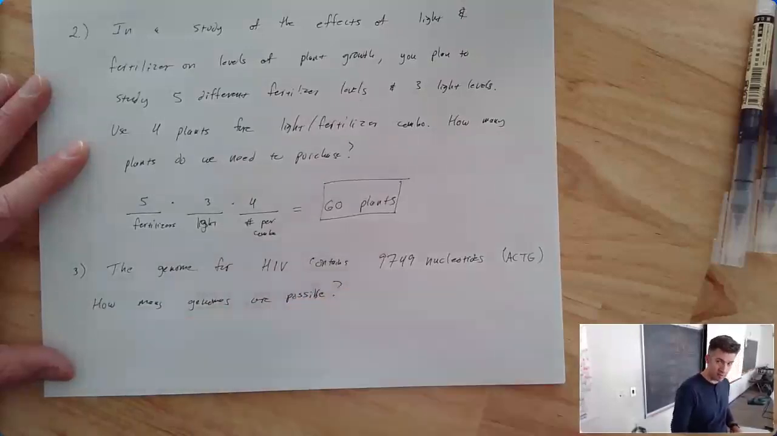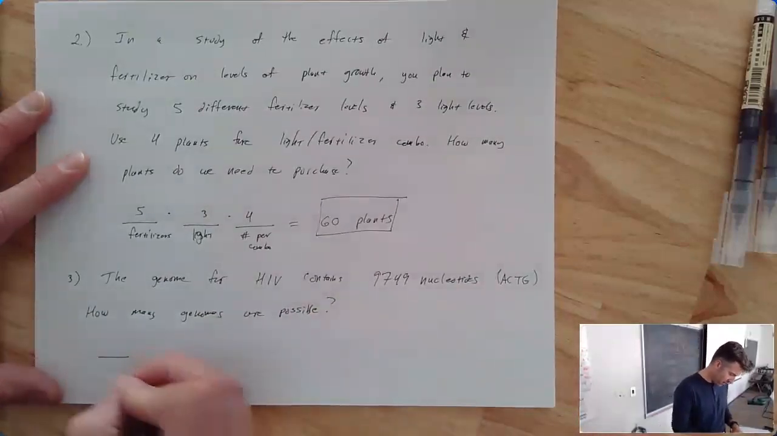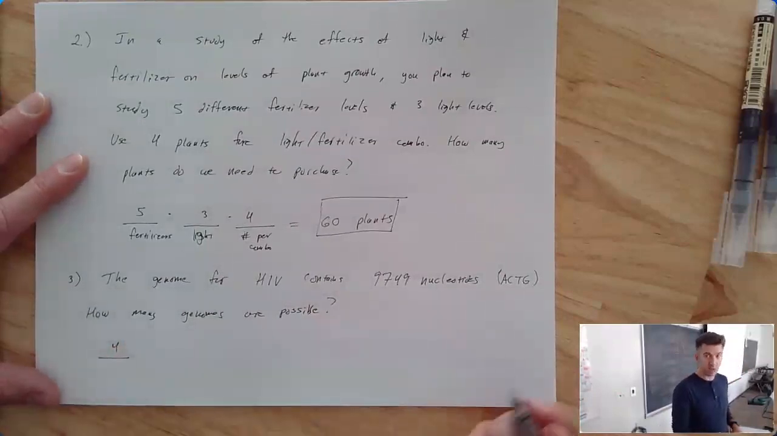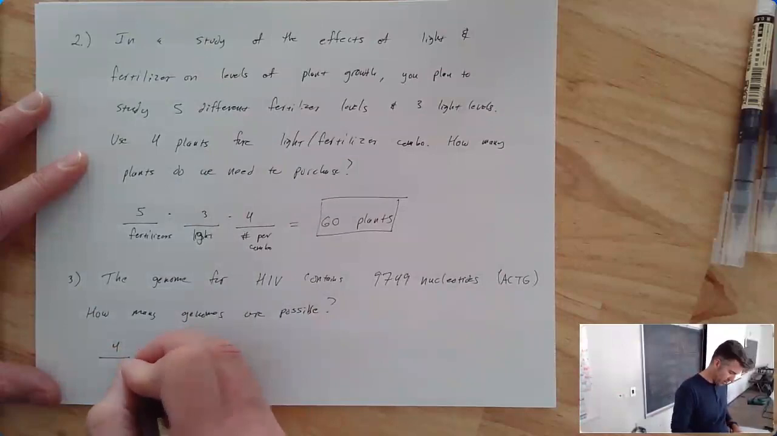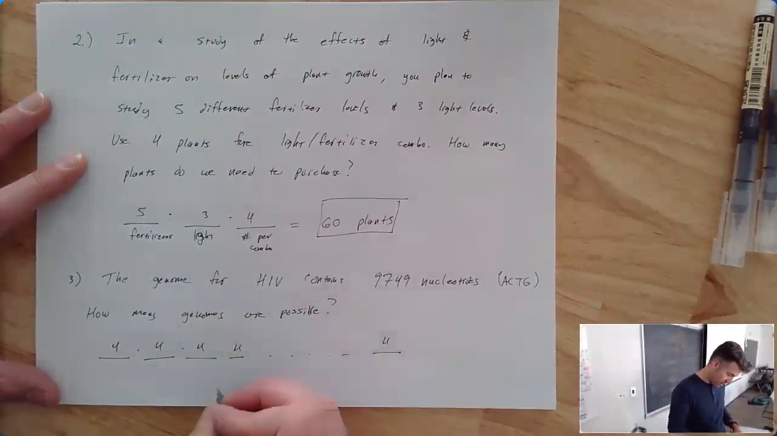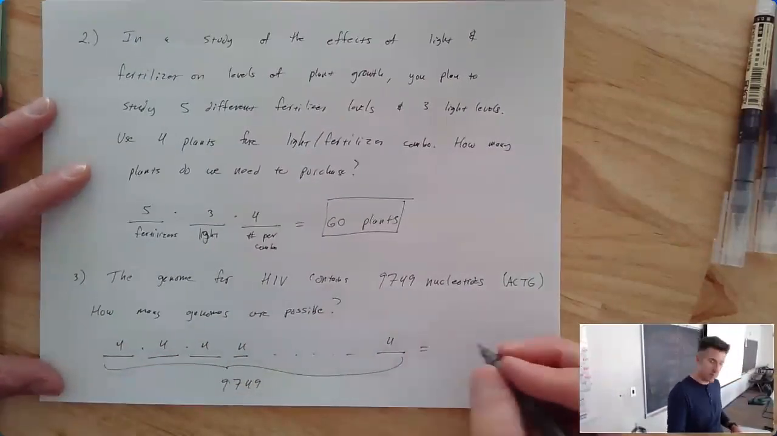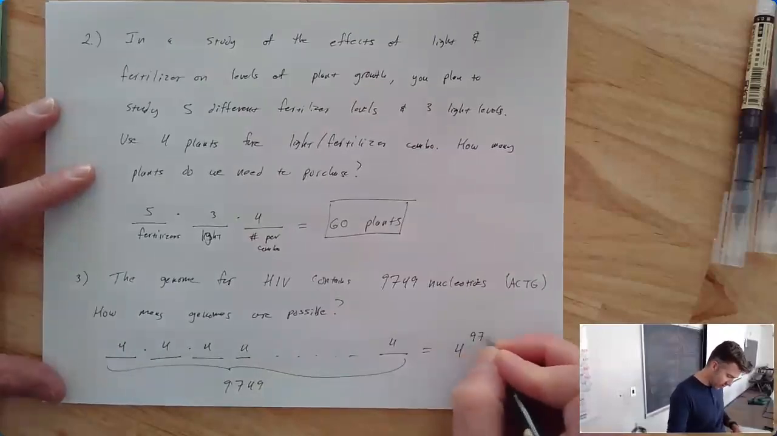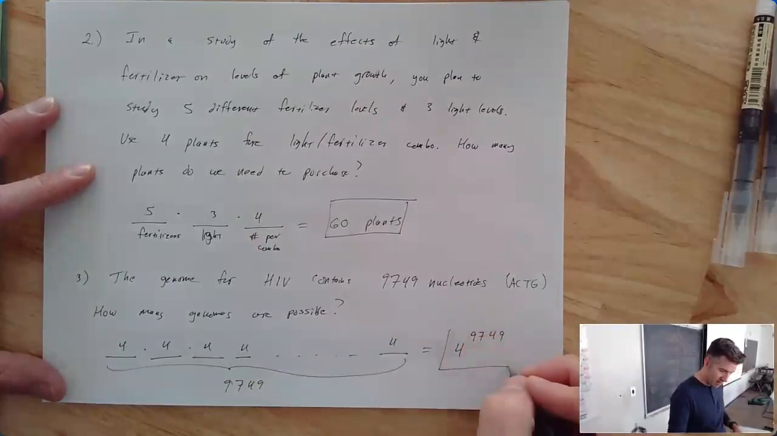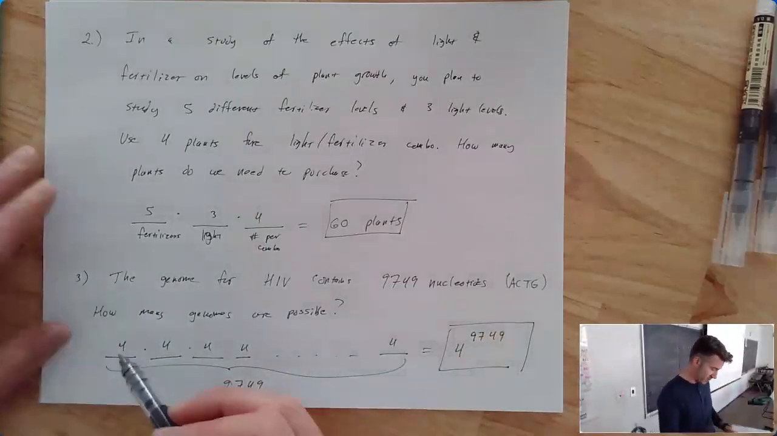Don't quote me on the biology part of this, except for very, very basic biology ideas. But the idea is that there are 4 possibilities in the first slot, A, C, T, or G. There are 4 possibilities in the second slot, A, C, T, or G. There are 4 all the way down to the last spot, and there are 9,749 slots. So our total is going to be 4 times 4 times 4 times 4, that many times. So we're going to get 4 to the 9,749 power, which is very, very large, too large for a calculator typically. So again, multiplication, just saying the number of possible things here.